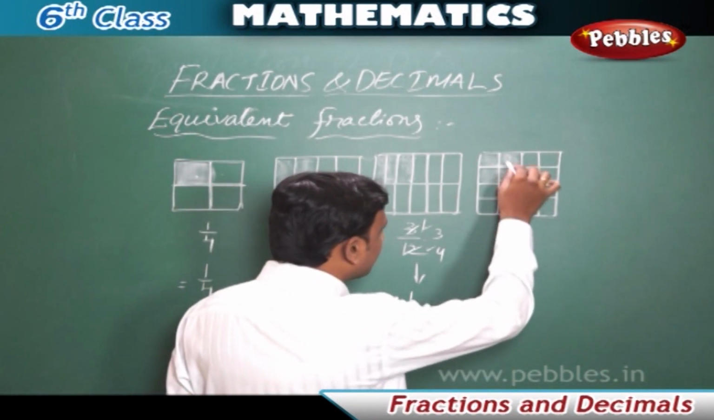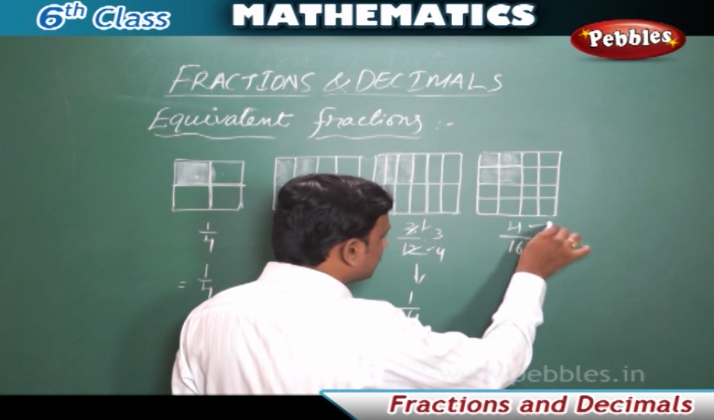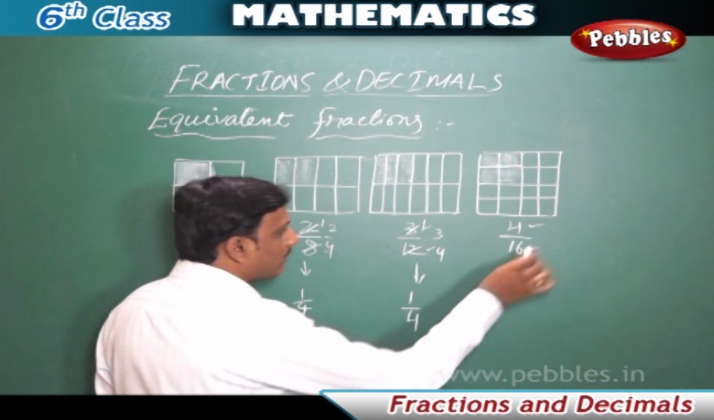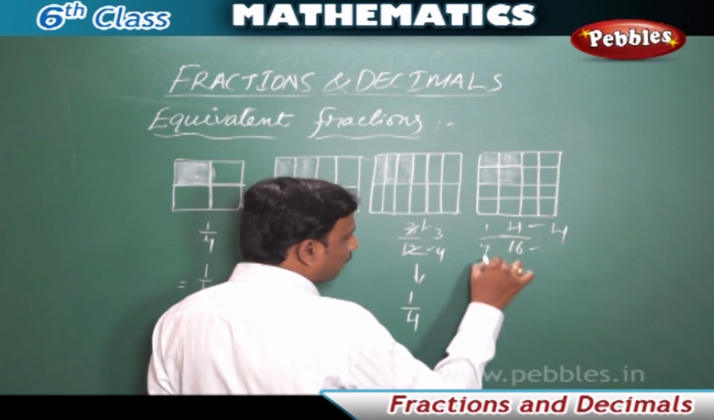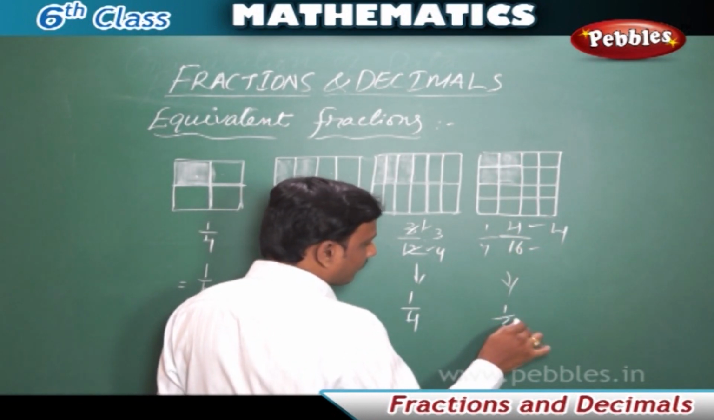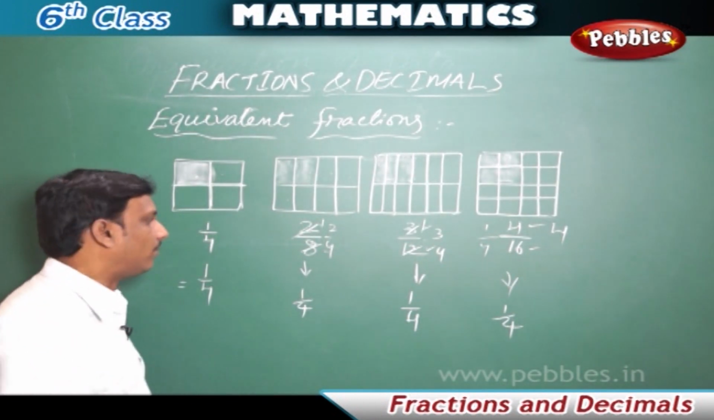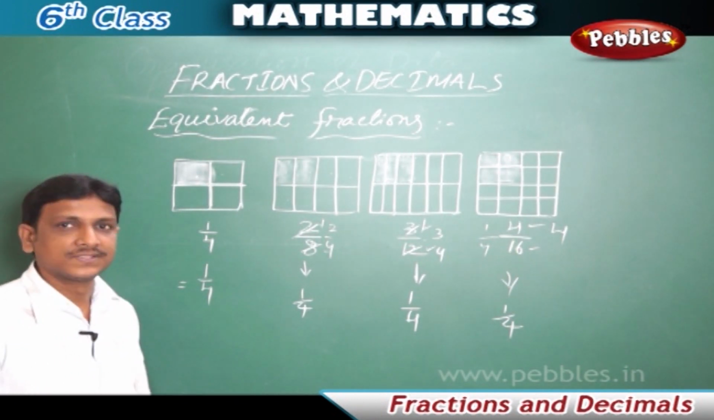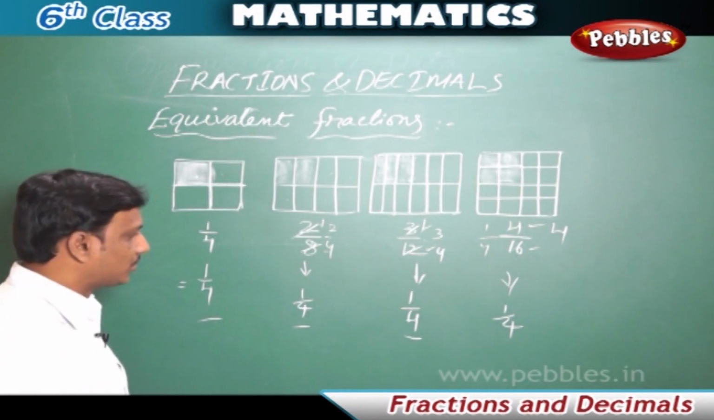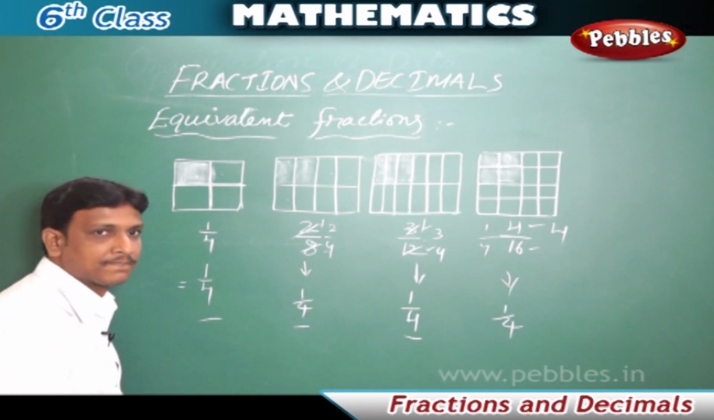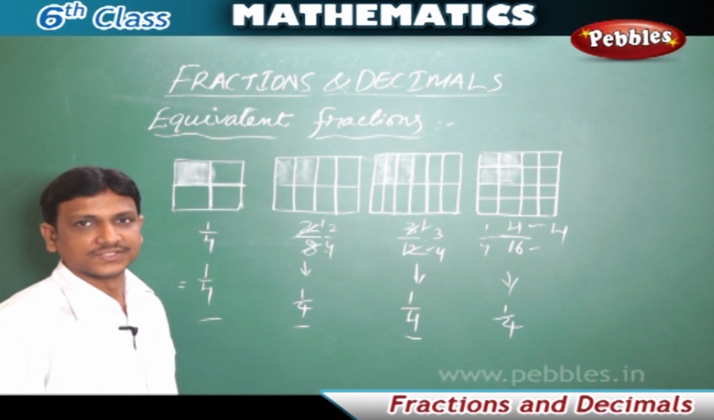And if we go to the next one, here the numerator and denominator are divisible by 4. 4 1s are 4, 4 4s are 16. So in simplest form, all these fractions are of the same value 1/4. So this kind of fractions are called equivalent fractions.